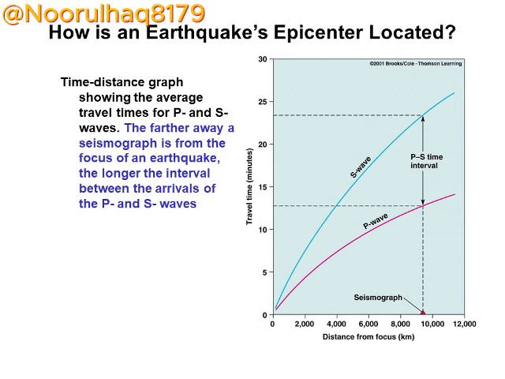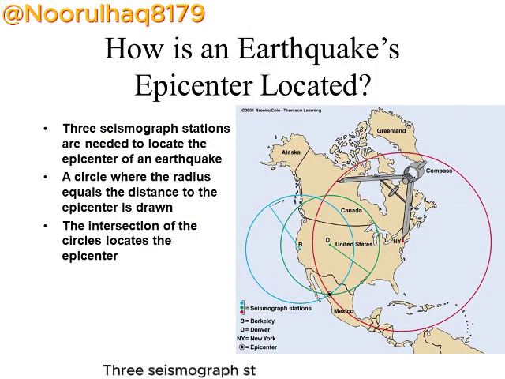The farther away a seismograph is from the focus of an earthquake, the longer the interval between the arrivals of the P and S waves. Three seismograph stations are needed to locate the epicenter of an earthquake. A circle where the radius equals the distance to the epicenter is drawn. The intersection of the circles locates the epicenter.